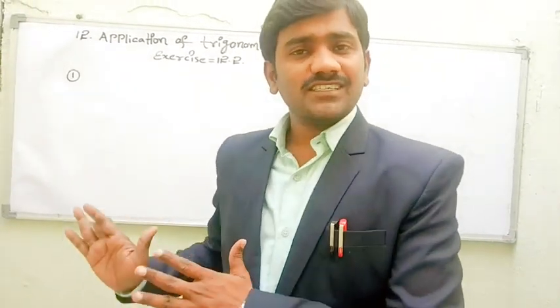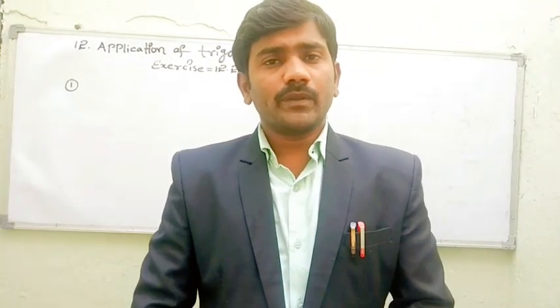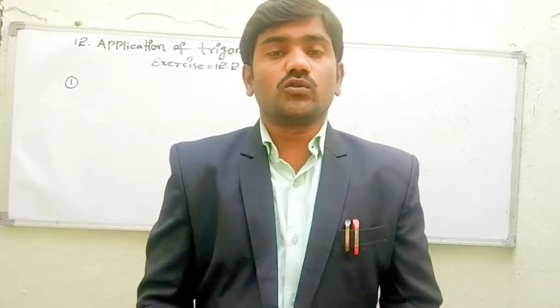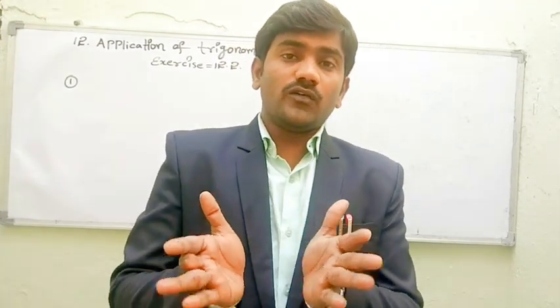Today our topic is application of trigonometry, exercise number 12.1. Here it's the same as the previous exercise, but here we'll apply it more again. The angle of elevation or angle of depression will come two times. Here we need to solve the problem two times. That means here we go for angle of elevations, angle of depressions, height or distance. Here we need to find out more compared to exercise number 1.